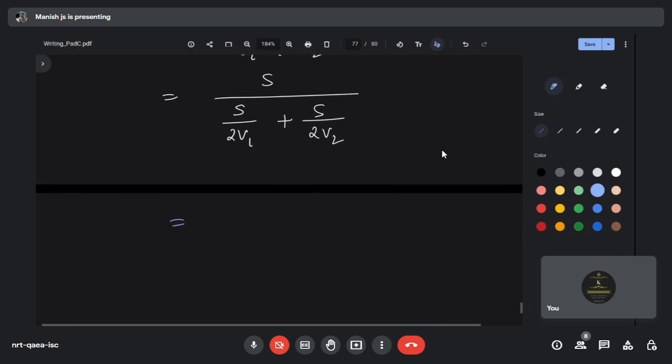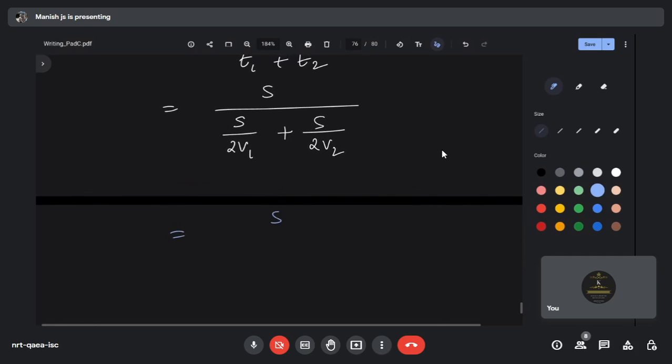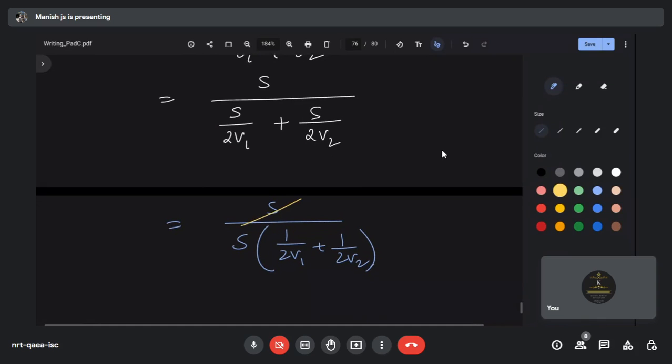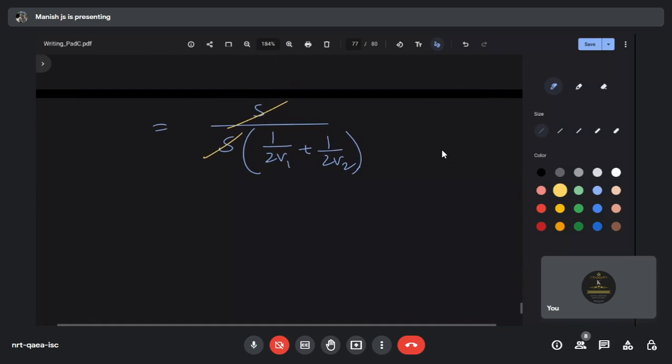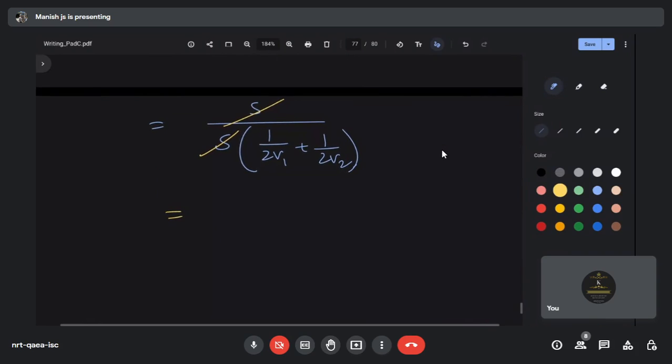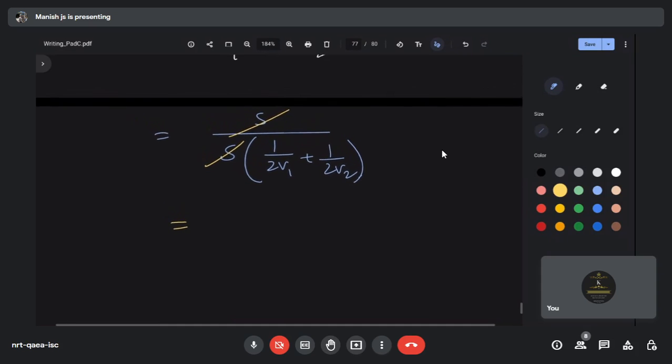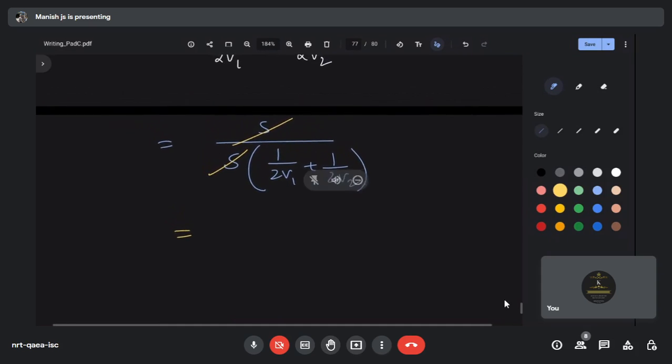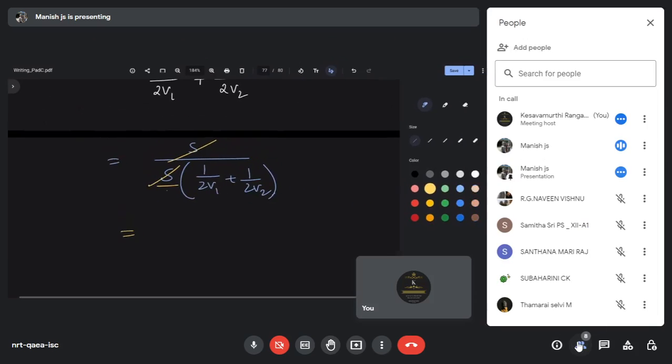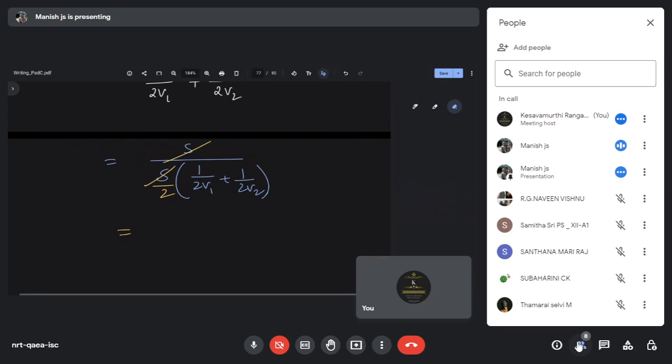Okay sir. Yeah. So now you can take s as common out so that it will get cancelled. So here you have 1 upon 2v1 plus 1 upon 2v2. So your s is getting cancelled off and finally we get the values only in terms of v1 and v2. Okay? So you go for an LCM. Even half also, if you want, you can take as common out, which makes things more simple.